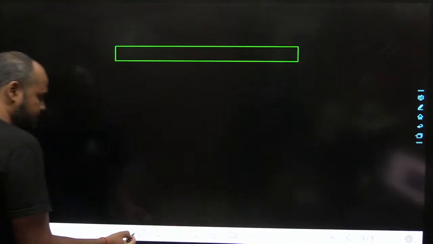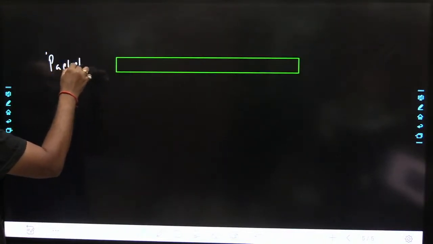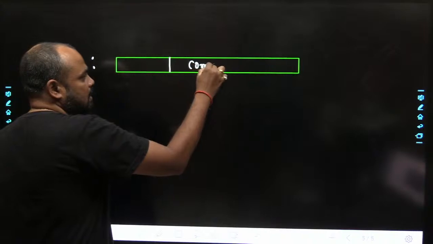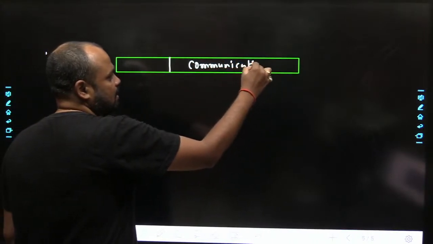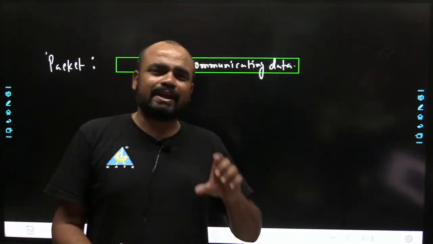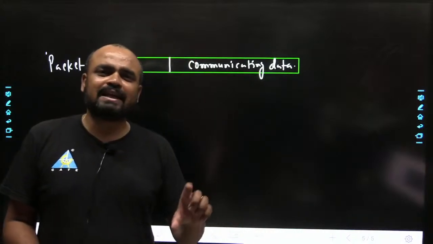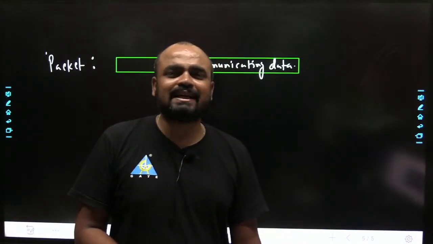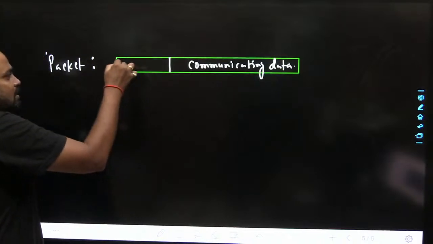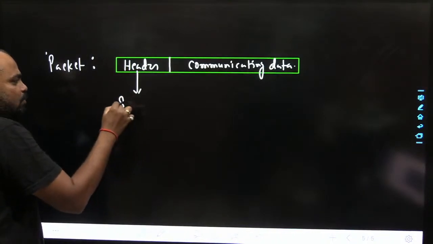Inside any packet, suppose this is the packet, there are two things. One is called communicating data, by which you wish to communicate. Suppose you are sending an image file. The image file is nothing but communicating data which you want to send. But as we know, the image file cannot travel alone in the network. So it requires some additional, or supporting, data, which is called the header in computer networks. So the header is nothing but supporting data.